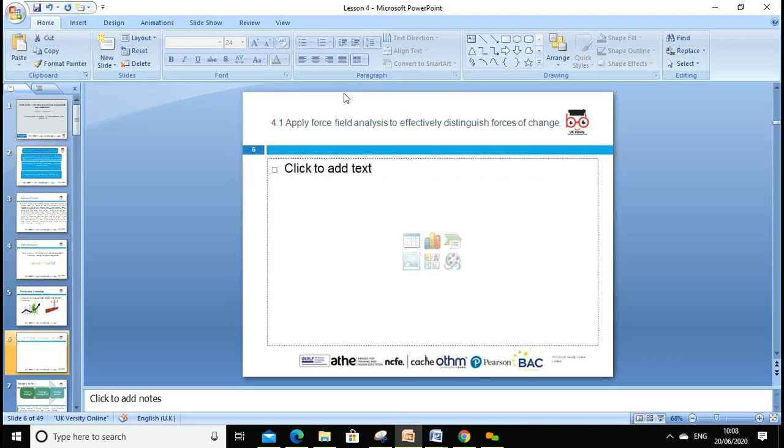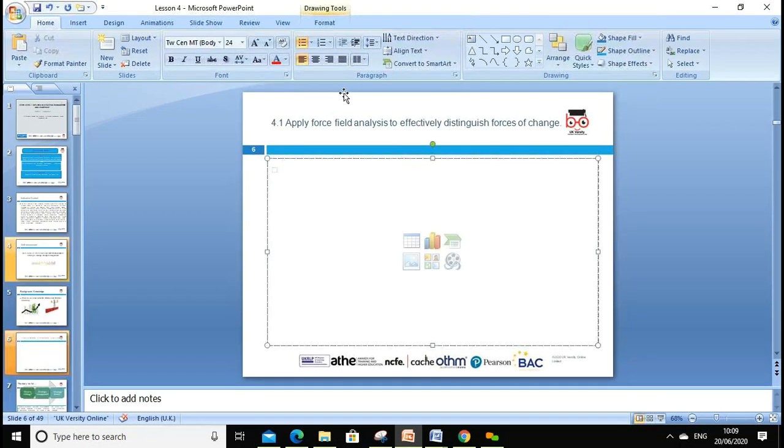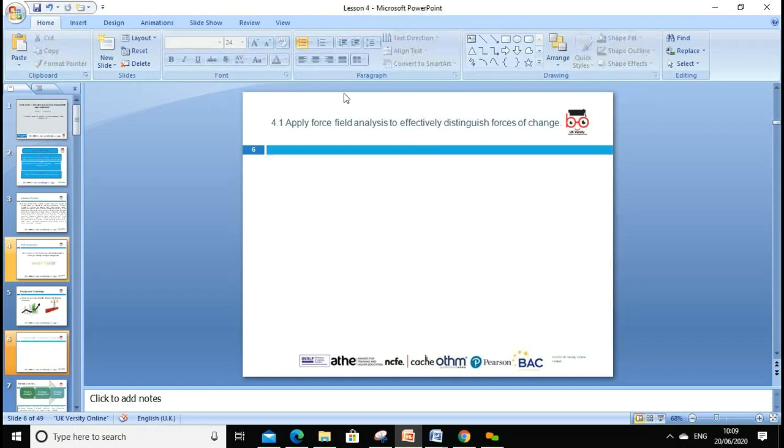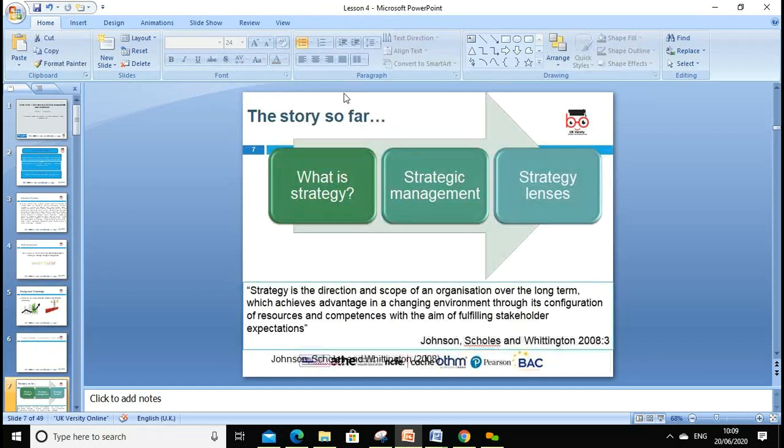So in this lesson we have 4.1, apply the force field model. But first of all, before applying, we need to know why we really need to apply this model. The assessment criteria say straight away to apply, so first we need to develop why we need to apply. First we need to look around the strategy. The strategy we have at the front, is it valid or not?